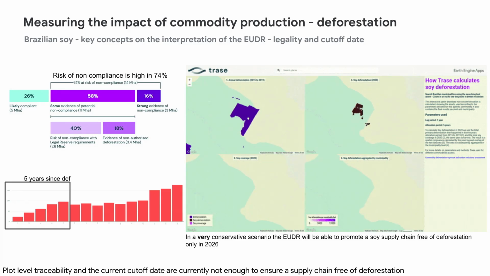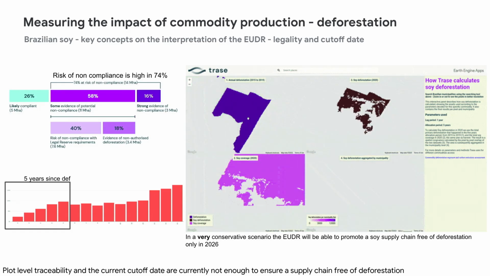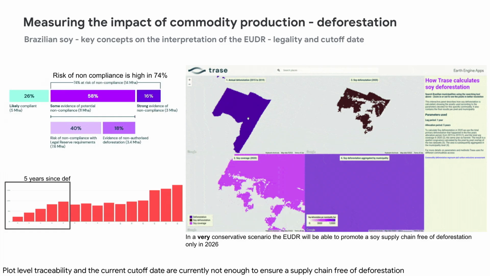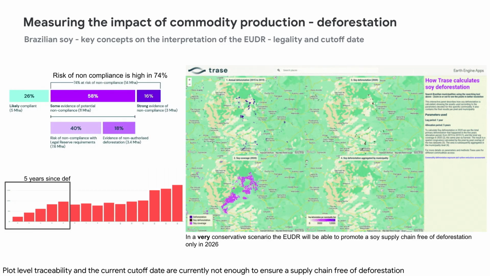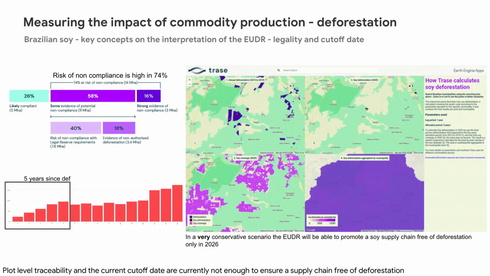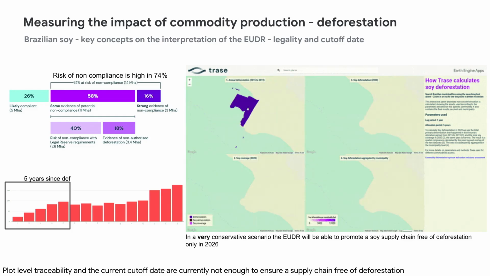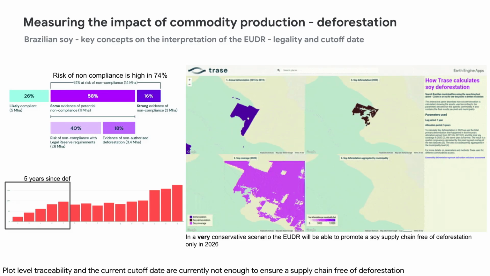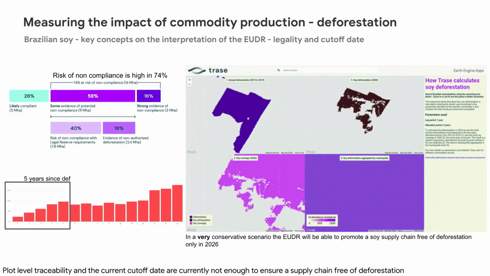In how we really consider that this is deforestation driven by the commodity. And this gives us the idea that in a very conservative scenario, the EUDR will be able to promote this zero deforestation supply chain only in 2026. And the reason for that is deforestation happening in 2020, in 2019, and in 2018. It's traded after 2020, they are linked to deforestation. So products that are traded in 2024 are the ones driving deforestation. So it takes a little bit longer for the commodity to really reduce and show these intentions of the due diligences.